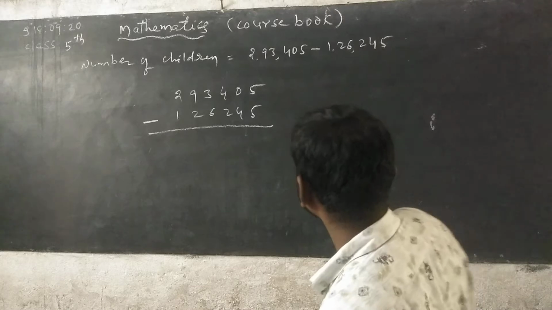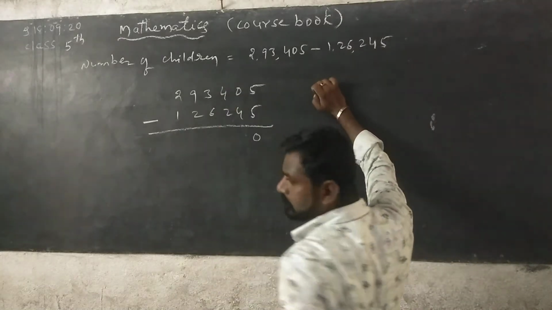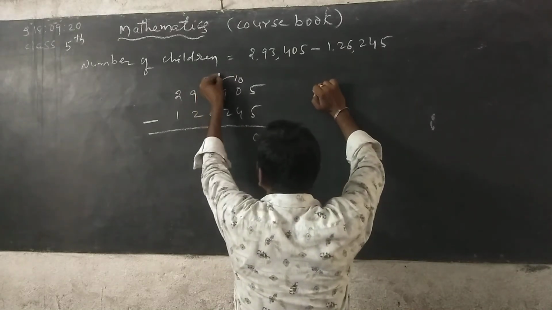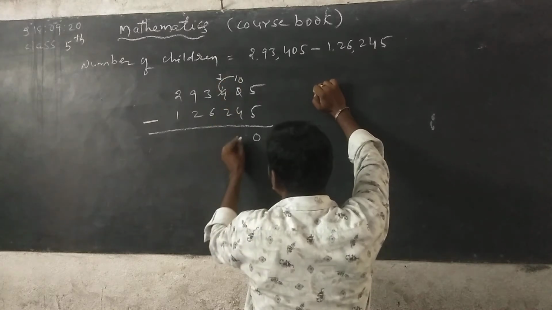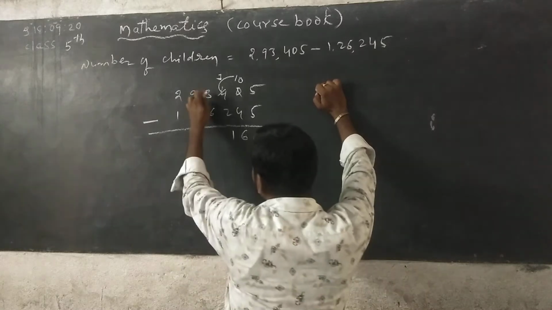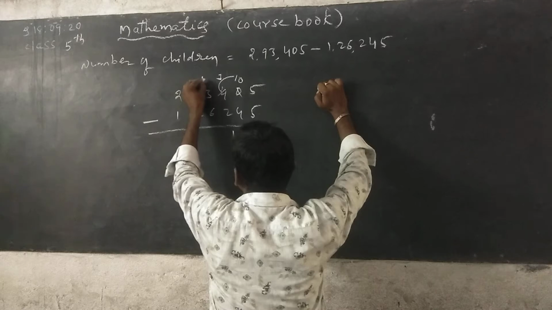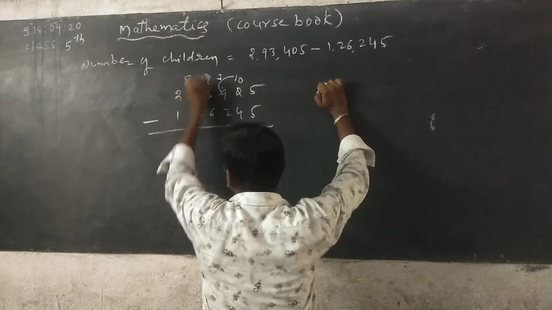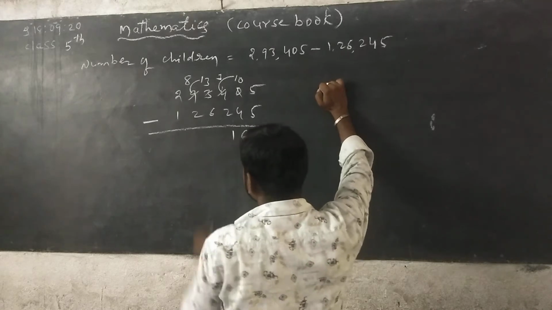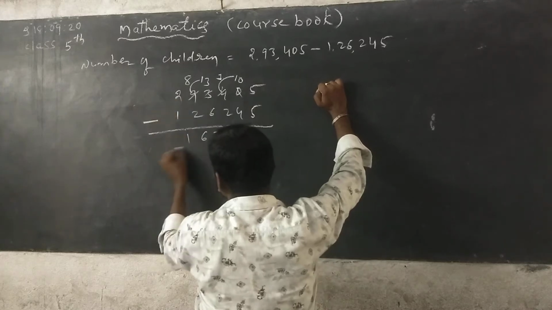See here, 5 minus 5, 0. 0 minus 4 not possible, so take borrowing from 4, it becomes 3, here 10. 10 minus 4, 6. 3 minus 2, 1. 3 minus 6 not possible, take borrowing from 9. So 10 plus 3, 13, the 9 becomes 8. 13 minus 6, 7. 8 minus 2, 6. 2 minus 1, 1.